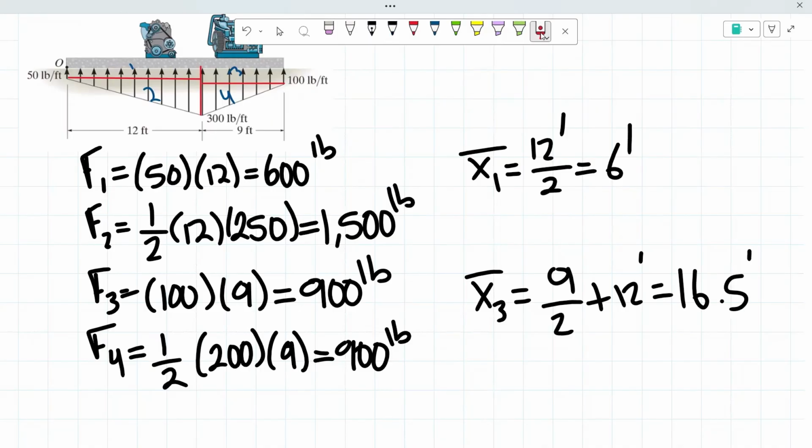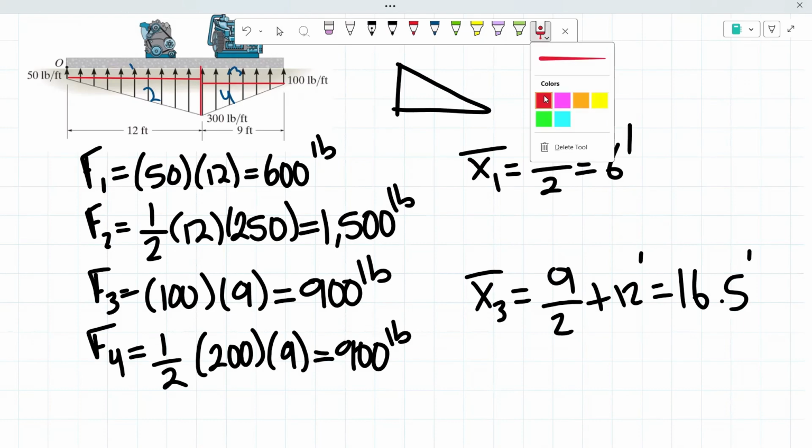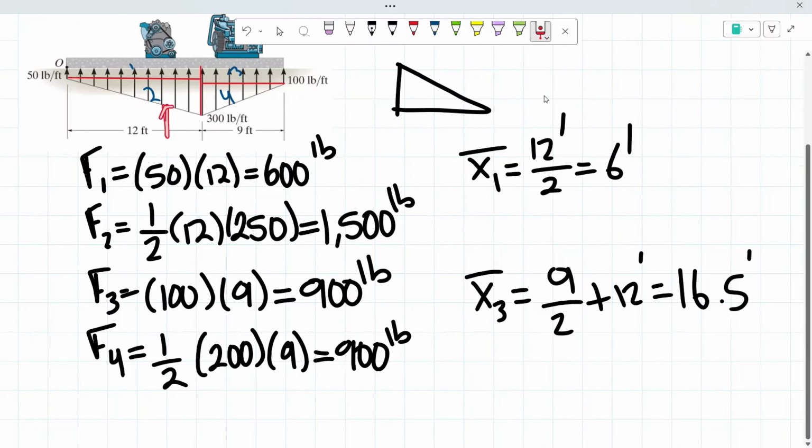Then from there, we have our two right triangles. If you remember, when it comes to a right triangle, the force is always going to be 1/3 away from the highest point of the triangle, or 2/3 away from the lowest point of the triangle. So for our first right triangle, our section 2, we know that force is going to be right here. So from point O, it's going to be 2/3 in of that triangle.